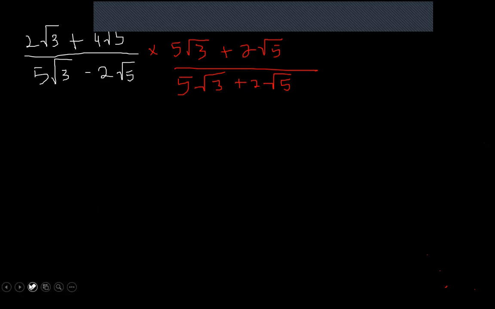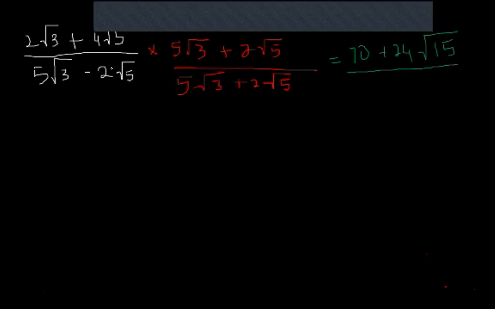Okay, that was the numerator. So let me just put equal to. We got this as the numerator, 24 root 15. But we still need to find our denominator. How do we get the denominator? We said it's 5 root 3 minus 2 root 5 multiplied by 5 root 3 plus 2 root 5. Remember, this is the conjugate.